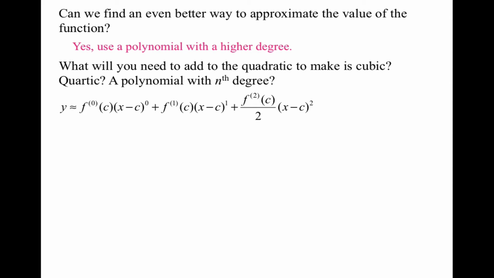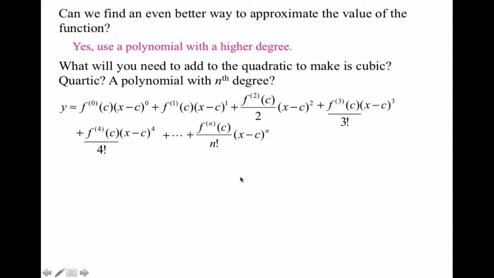Well, currently here's our quadratic. If I wanted to make it cubic, I would add the third derivative term. And then of course I would have to divide by 3 factorial so that it's canceling out this 2 and this 1. And then I would add the fourth derivative, but I would need to divide by 4 factorial to cancel out these 3, 2, and 1. And so on until I get to the nth degree, and I'm dividing by n factorial.